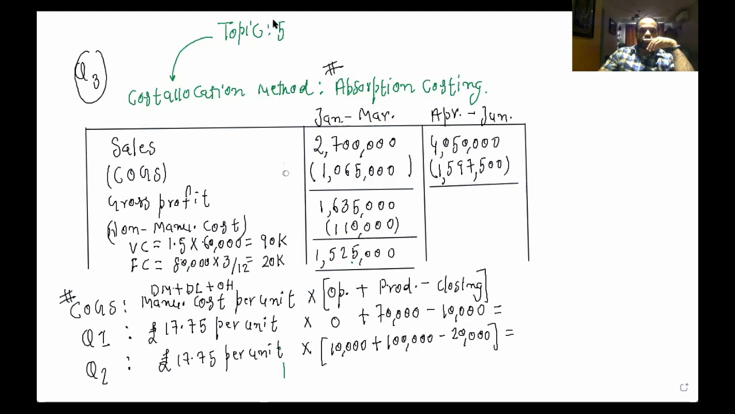So how much is gross profit? $2,452,500. Minus total non-manufacturing cost. So now give me total non-manufacturing. You calculate variable, then fixed, and then you add variable and fixed for second quarter and give me the answer.